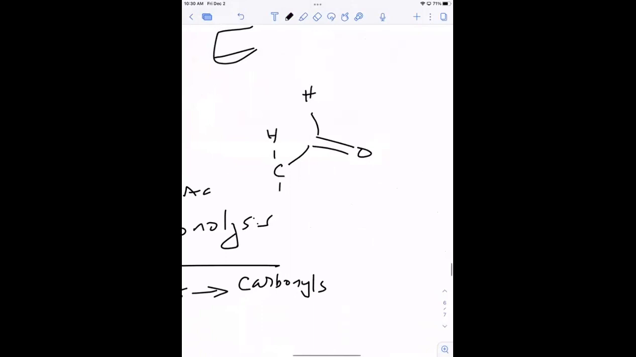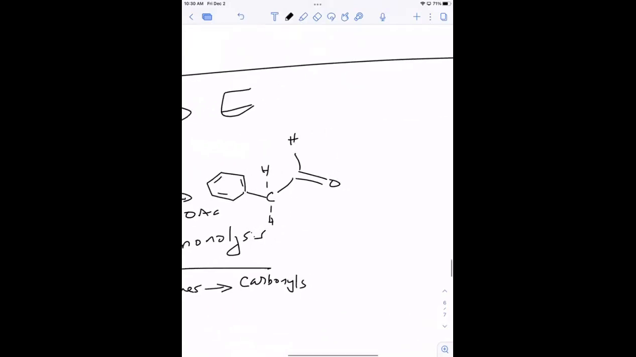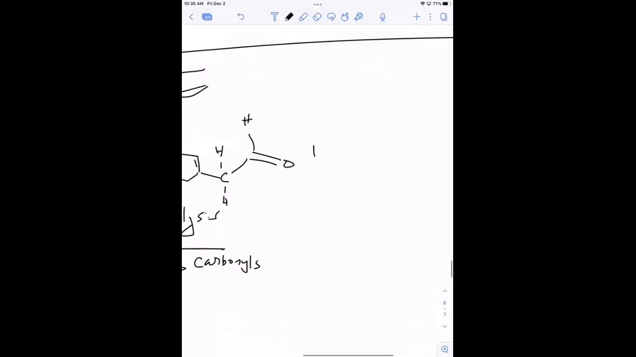H2. And then here's my aromatic. And then the other carbonyl looks like this, right? It's the same, but it's just on the other side.